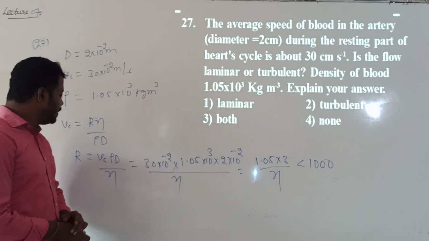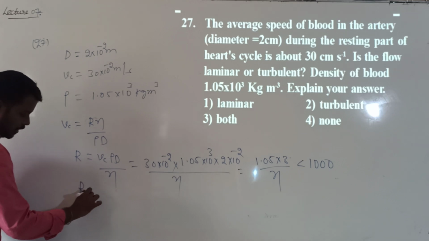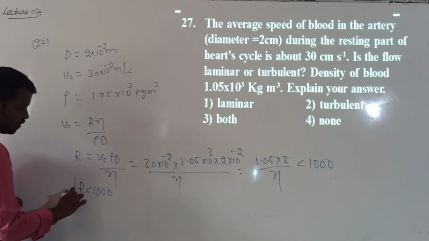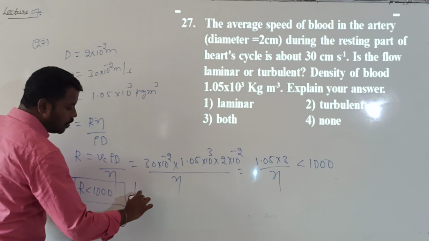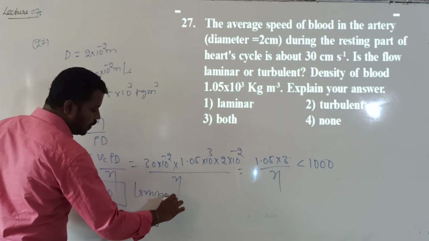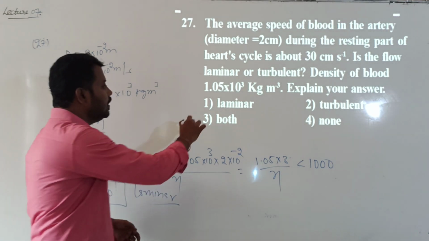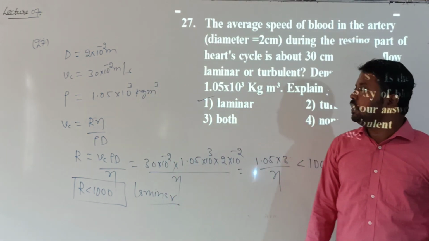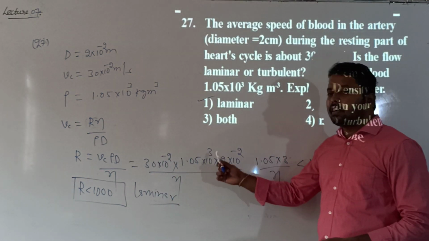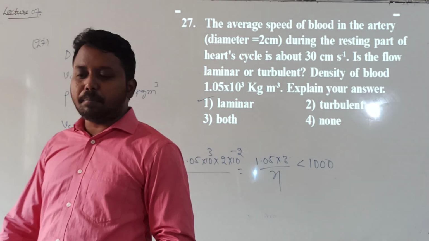Total answer less than 1000 means the R value is less than 1000. We know that whenever the R value is less than 1000, the fluid flow will be laminar flow. So the fluid flow is laminar. This is the first option. Understood? This is a question based on the Reynolds number.